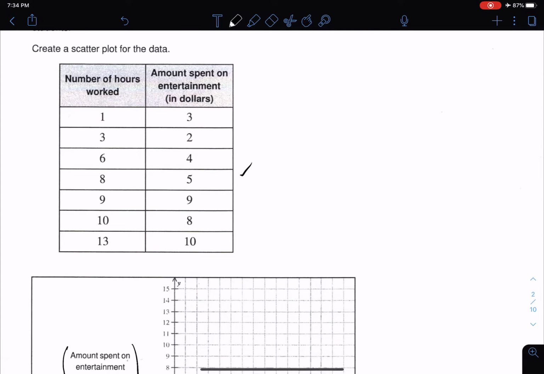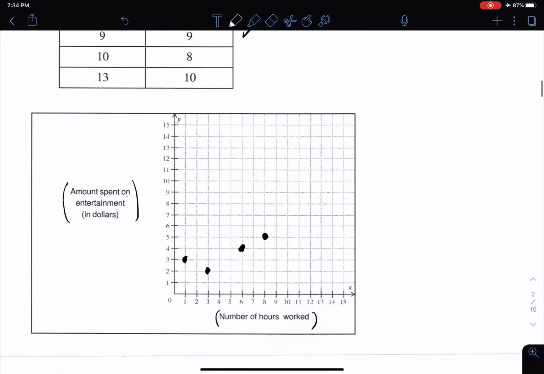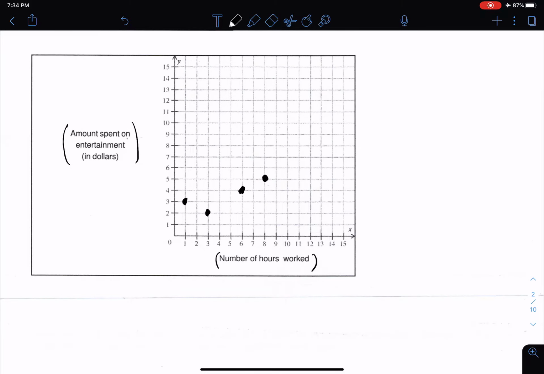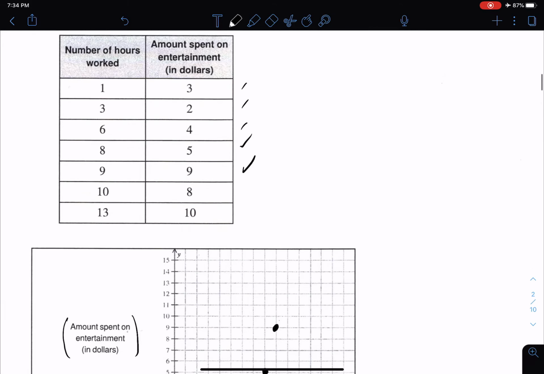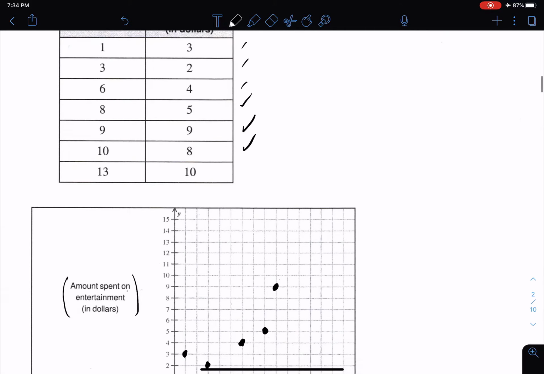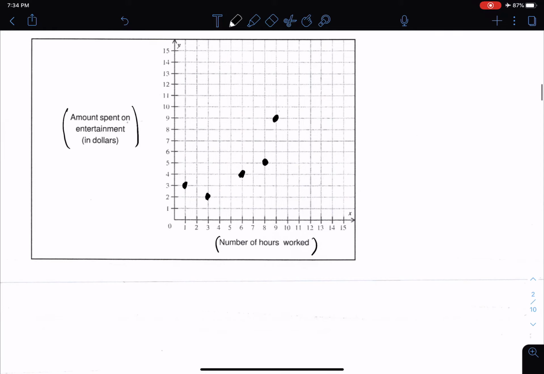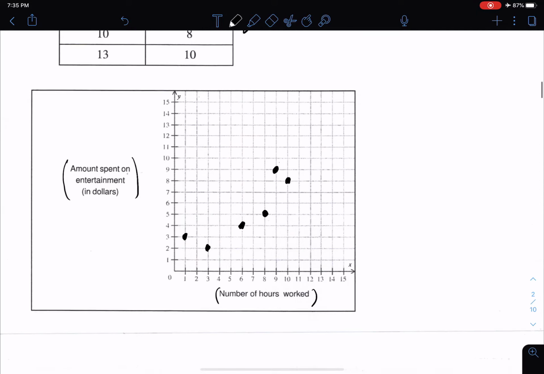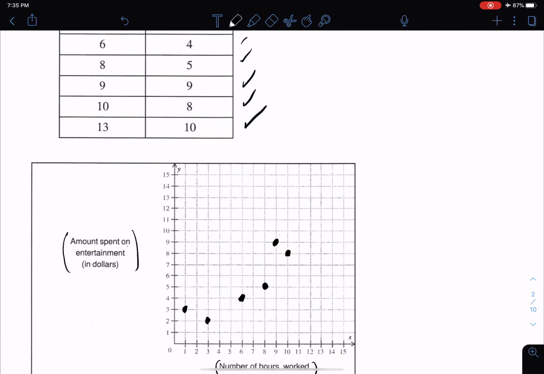So we did 8, 5. Now we got 9, 9. And then we have 10, 8. And finally, we have 13, 10.